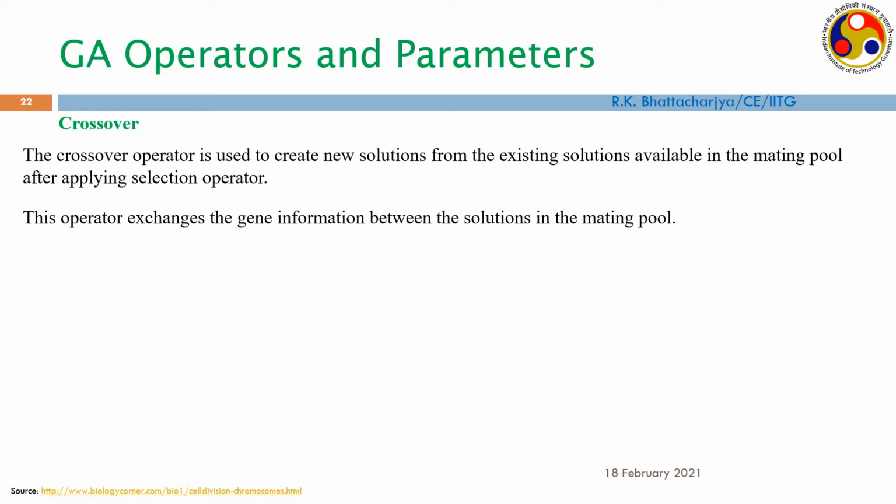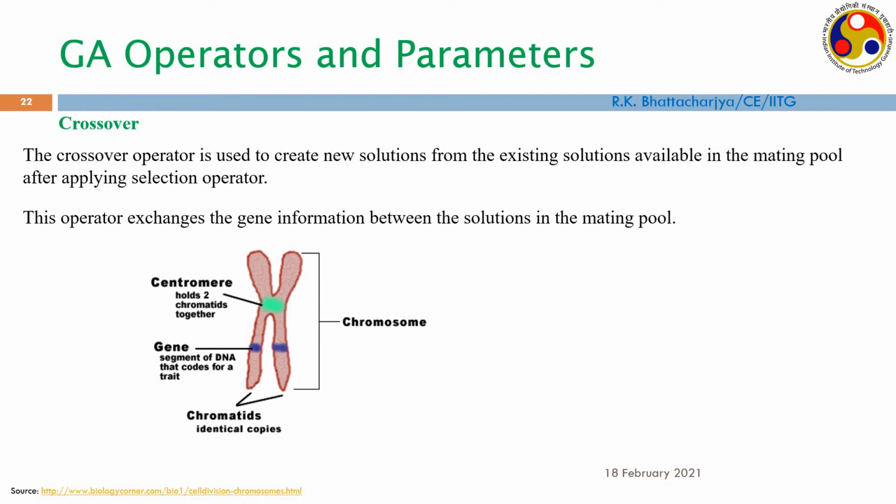This is also what happens in biological crossover. Gene information from both parents is exchanged through crossover, and that's why the cell has the characteristics of both parents. Here too, an exchange of gene information happens at this particular stage. So this is the biological crossover.